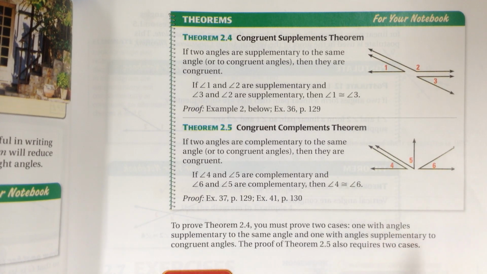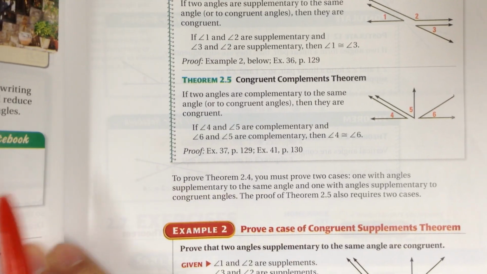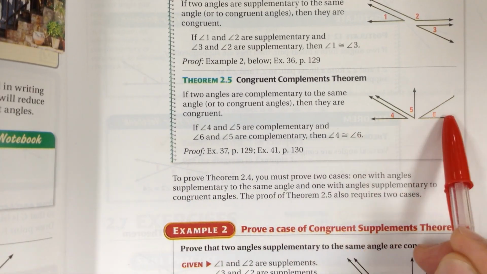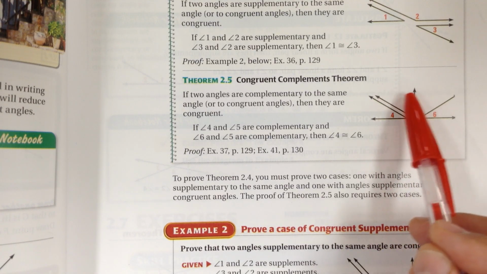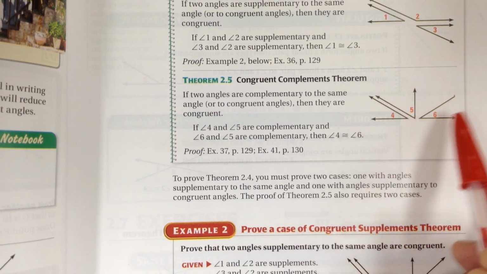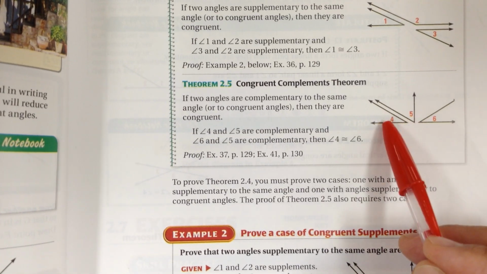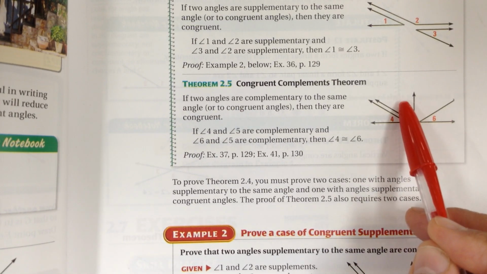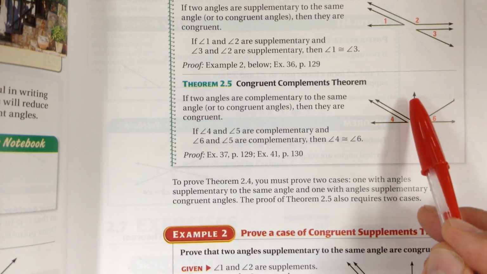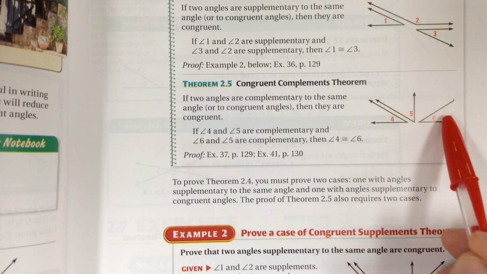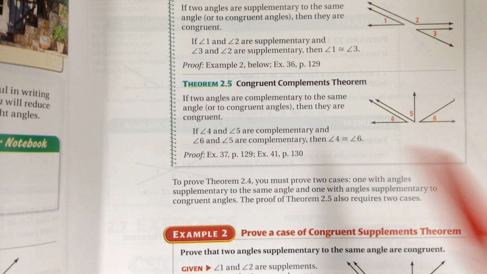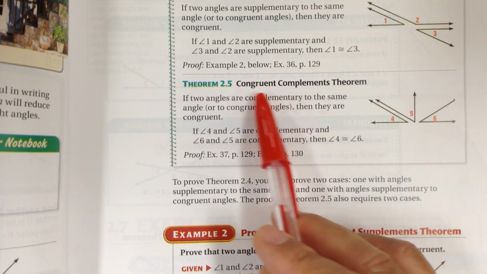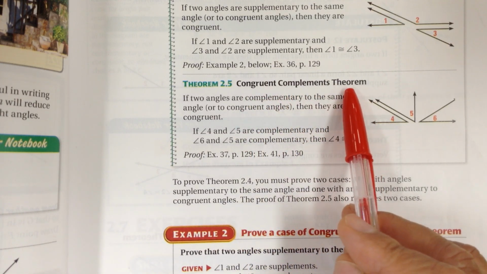It's the same thing for complementary angles. If two angles are complementary to the same angle or to congruent angles, then they are congruent. So if this is complementary to that and this is complementary to that, since both are complementary to the same angle, then they are congruent. You can say that, or you can just use the name, the congruent complements theorem.